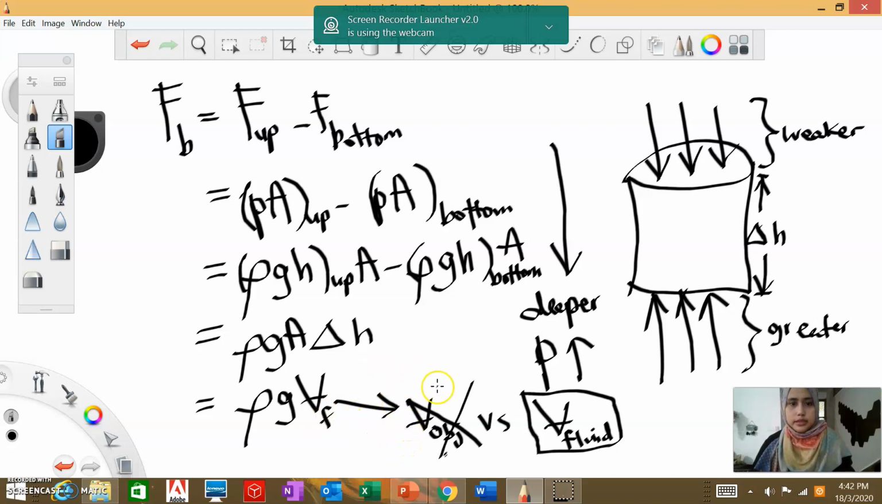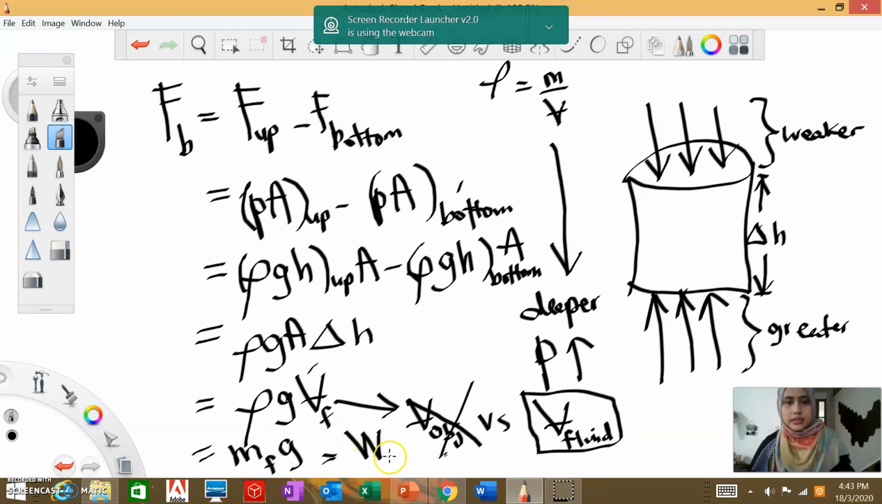If you still remember, the definition of density is equal to m divided by volume. So therefore, rho times volume is basically m. Therefore, this can be substituted with m times g, where m times g is equal to the weight of the displaced fluid.